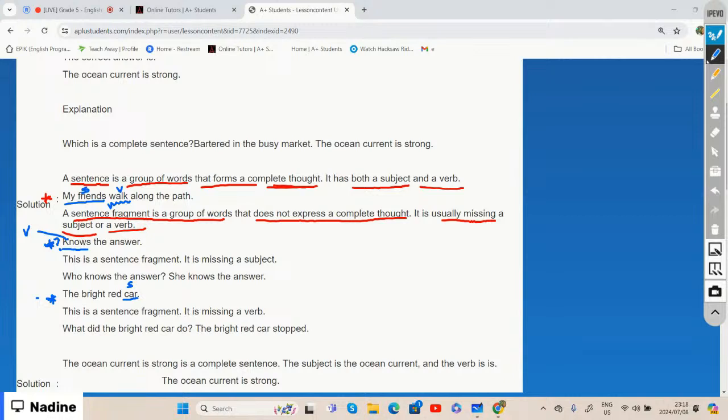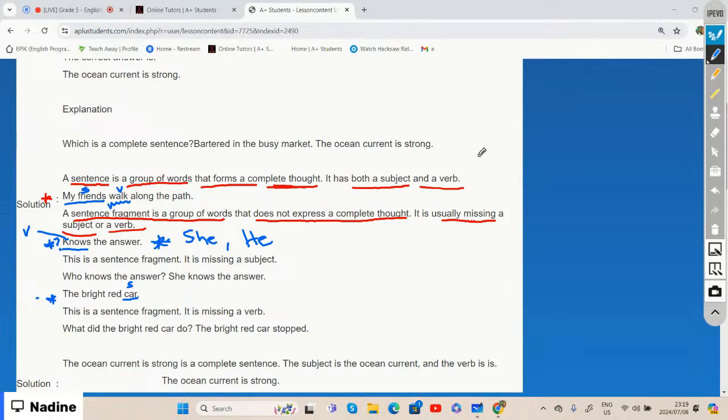The same here with knows the answer. It's missing a subject. So we can either say she knows the answer, or we can say he knows the answer, right? But you need to tell us either who or what did something, or what the car or something did. Yeah, so it's missing a verb. Well done.